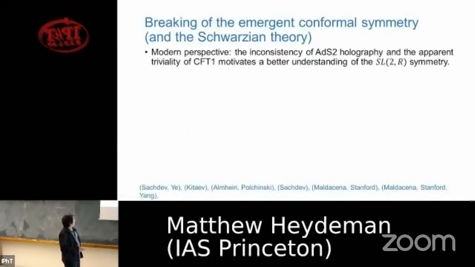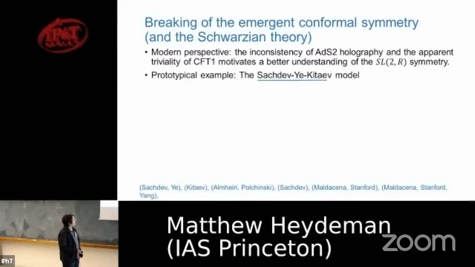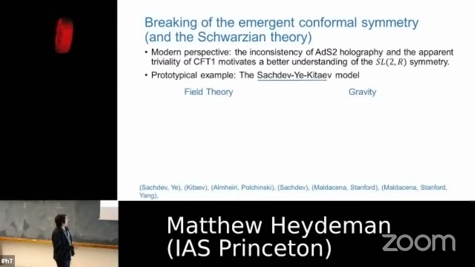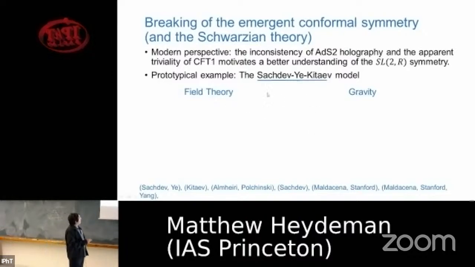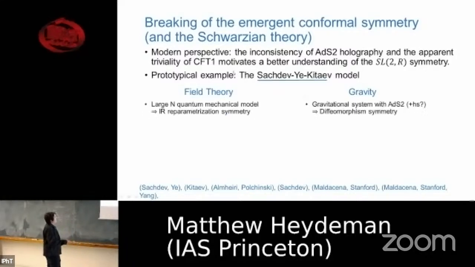So one way of getting the Schwarzian is to motivate AdS/CFT holography. This story has probably been said many times already, so I'll go through it quickly. But we want to build some kind of AdS2 holographic dictionary. We can talk about the SYK model as a prototype for the kind of thing we want to see happen. So I'll build the dictionary between field theory and gravity: we have a large N quantum mechanical system, one-dimensional quantum mechanics. In the infrared, it develops a reparameterization symmetry, which is like saying AdS2 has diffeomorphisms that act, plus higher spin potentially.